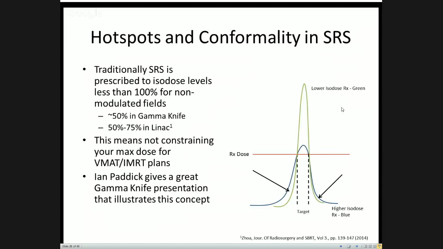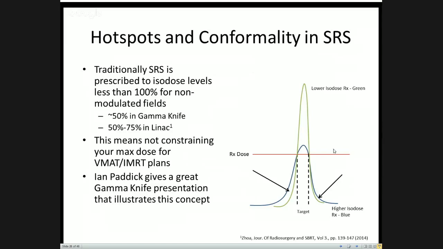Ian Paddock gives a good presentation on that and has done some work on different expressions of conformality and gradient indices. He does a good job of illustrating that, and I attempted to show that to the right with a little cartoon, where the red line there is your prescription dose, and we have two different normalizations, the blue and the green curve. I hope that I can convince you those are the same shape. I just stretched them in PowerPoint to reflect different normalizations.